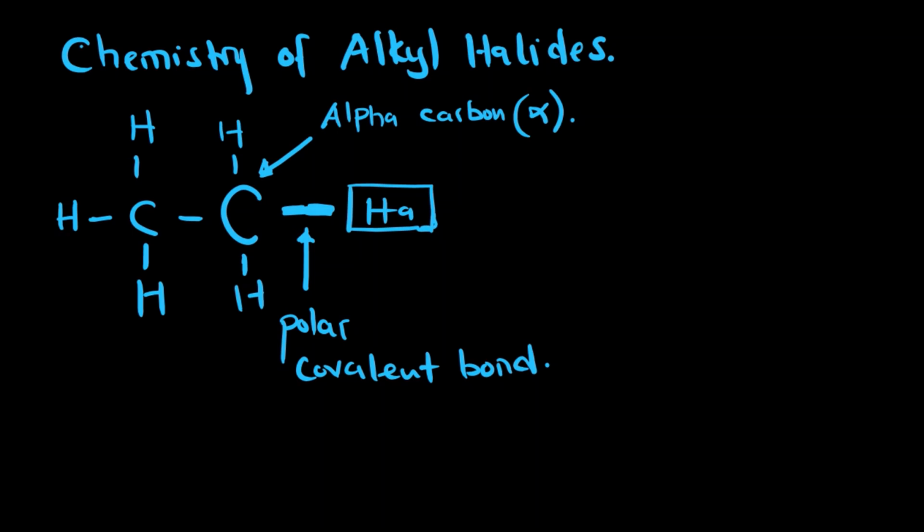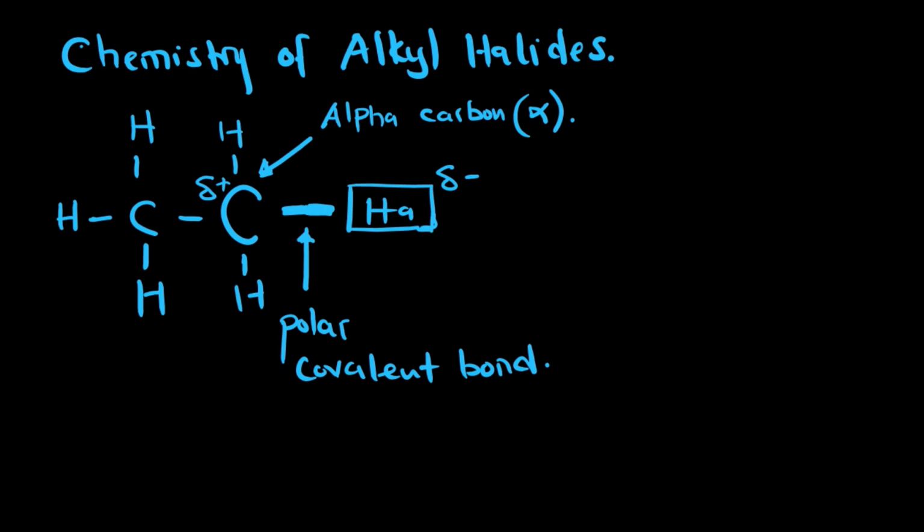But what you need to understand is that the halogen has a stronger pull on these electrons that are being shared with the alpha carbon. So the electrons are going to be closer to the halogen than the carbon. So the halogen will be partially negative, whilst the alpha carbon will be partially positive. That is why this covalent bond between the alpha carbon and the halogen is polar, because there is charge distribution due to the significant electronegativity difference between the halogen and the carbon.